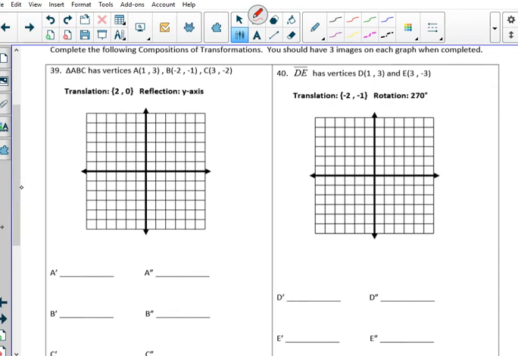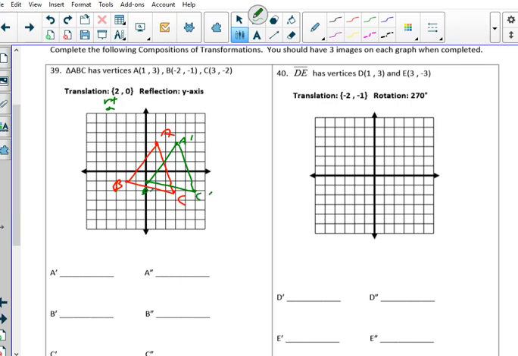So ABC. So 1, 3. 1, 1, 2, 3. -2, -1. 3, -2. A, B, C. There's one triangle. Now it says translate it to 0, which means write 2 and then don't do anything else. So write 2. So A prime, B prime, and C prime.